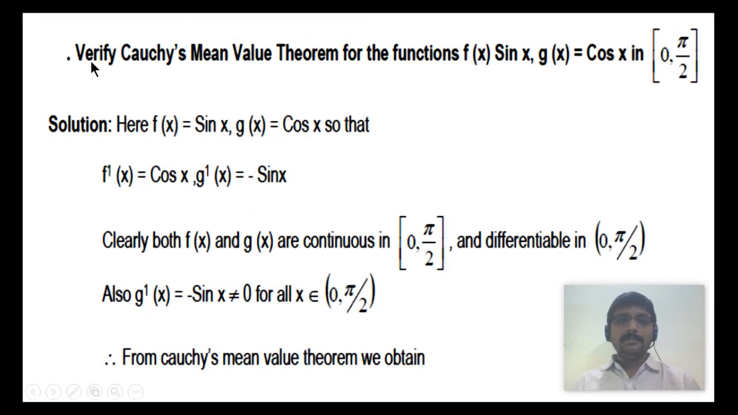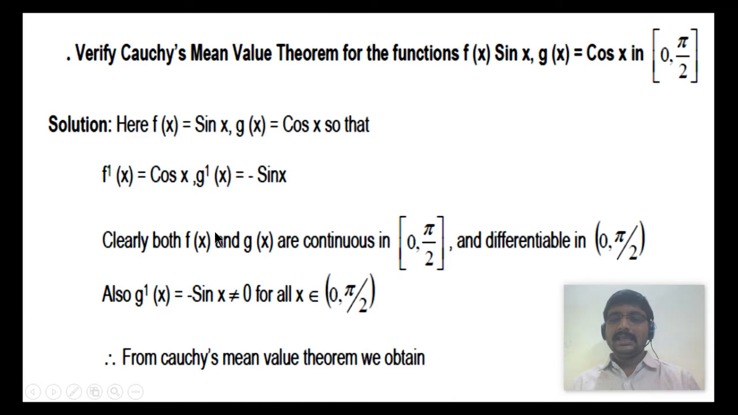Another application, verify Cauchy's mean value theorem for the function f of x is sin x and g of x is cos x in closed interval 0 pi by 2. So clearly given function, let it be f of x and g of x. So that f dash of x is cos x, derivative of sin x, and g dash of x is minus sin x, derivative of cos x.